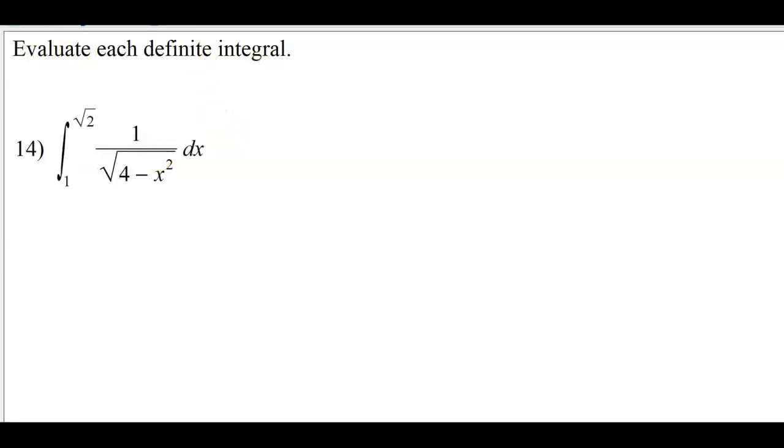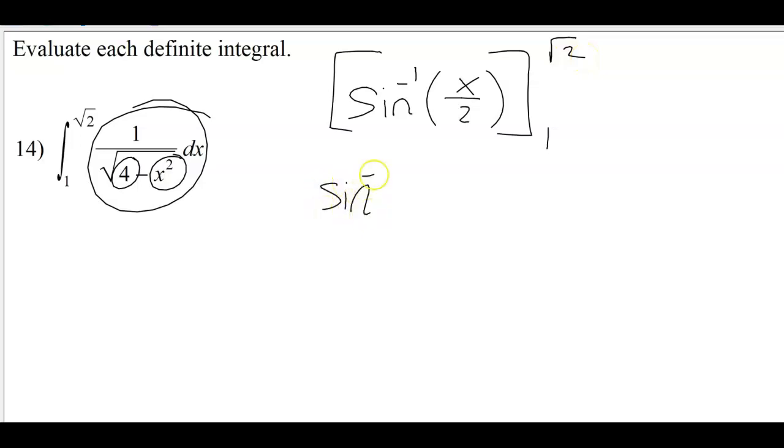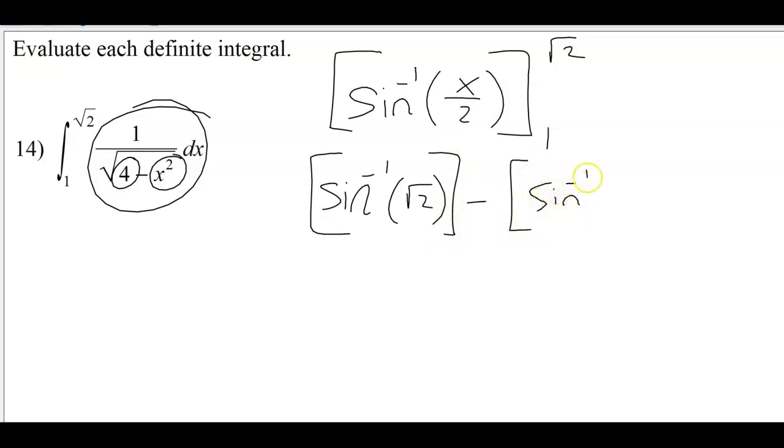All right, number 14. So for this one, we can see that this fits an arc-sine pattern. The square root of this number goes on top. The square root of this number goes on the bottom. So that's the integration there. Now we'll go ahead and plug these things in. Arc-sine of radical 2 minus arc sine of, oh, I'm sorry, radical 2 over 2. If you plug in that, you still have the denominator of 2. And then when we plug in the 1, we get 1 over 2.